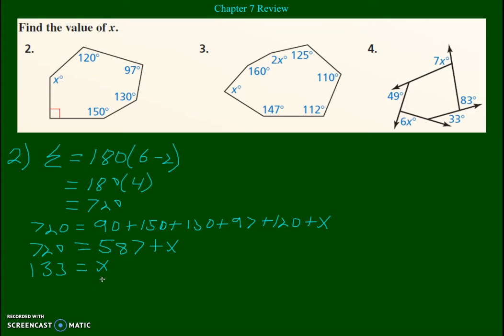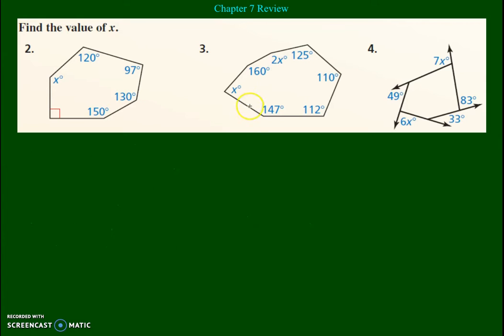So now let's move on to problem 3. In problem 3 we have a very similar situation, but this polygon is 1, 2, 3, 4, 5, 6, 7. This polygon is a heptagon.